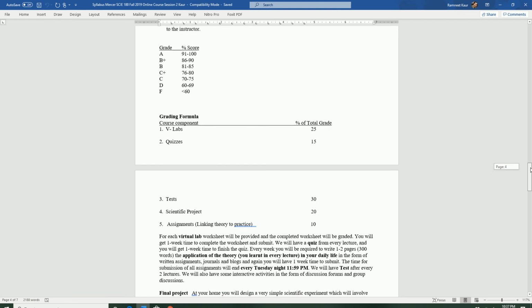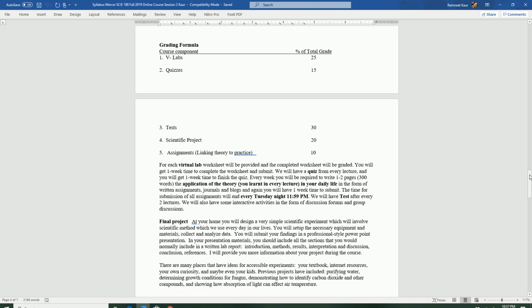Okay, now the most important thing. What is our grading formula? In this course, we will be having virtual labs, and the virtual labs are going to make 25% of your total grade, okay. The virtual labs will be provided every week, and the link will be provided. You will be performing the lab on your computer at home, and then there will be an assignment. You have to submit that assignment to me, so that I can assess on the basis of those assignments if you have understood your virtual lab.